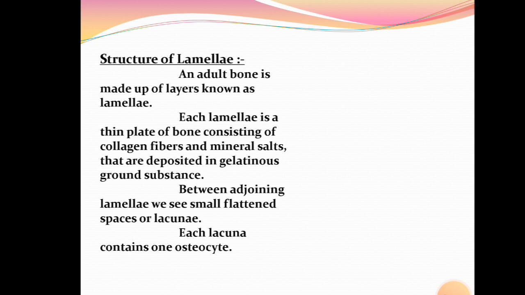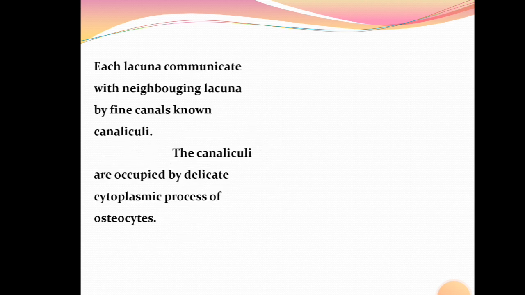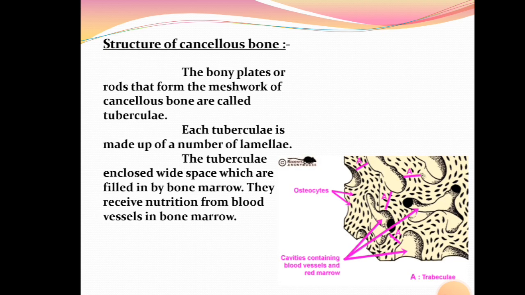Structure of lamellae. Adult bone is made up of layers known as lamellae, and each lamella is a thin plate of bone consisting of collagen fibers and mineral salts which are deposited in a gelatinous ground substance. Between adjoining lamellae we see small flattened spaces or lacunae, and each lacuna contains one osteocyte. Each lacuna communicates with neighboring lacunae by fine canals known as canaliculi, and these canaliculi are occupied by delicate cytoplasmic processes of osteocytes.